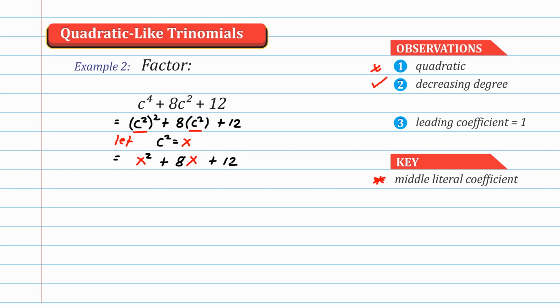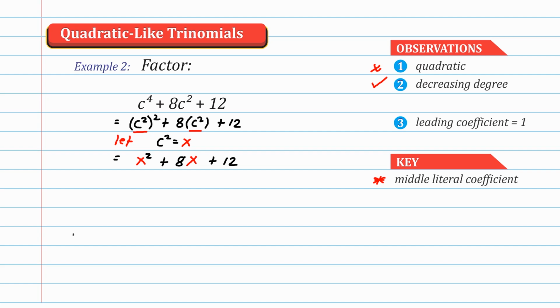Now, what happened? What we did was convert this to something very familiar. It's now quadratic. It's something very familiar, which is factorable for us. So it's now x squared plus 8x plus 12. We now have a quadratic trinomial. So that's why it's called a quadratic-like trinomial, because this, though not quadratic, can be rewritten as a quadratic trinomial. So, how do we factor this again? Recall, the leading coefficient is 1. Therefore, let's look first at the factor pairs of 12.